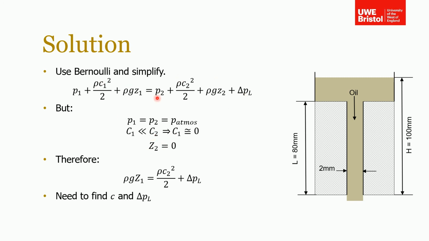If we put all that into this equation, it will simplify down to this: the potential pressure at point 1 is equal to the dynamic pressure at 2 plus the pressure losses. We know what Z1 is, 100 millimeters, but we don't know what the velocity is or what the pressure losses are, and they're what we've got to find.